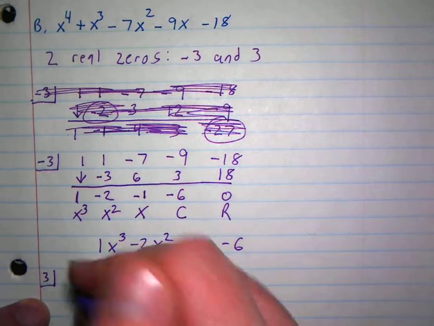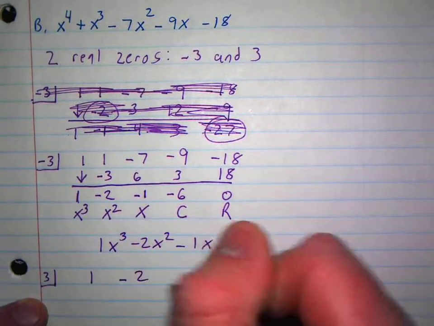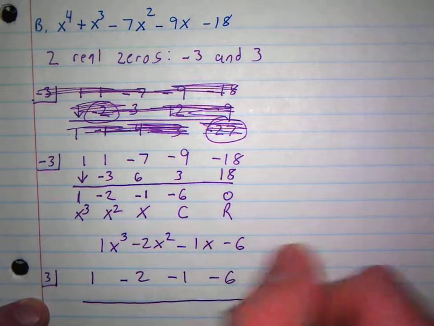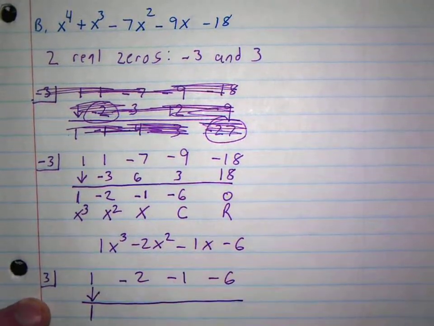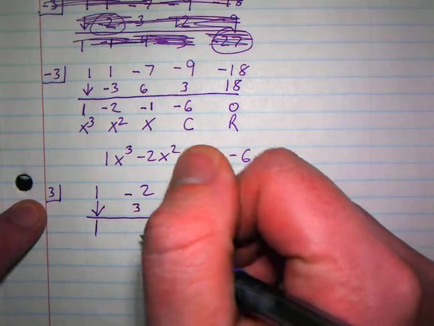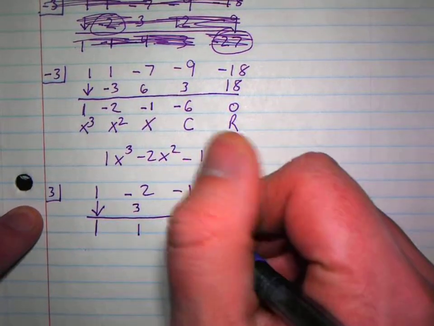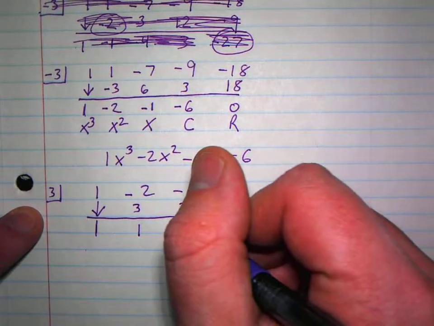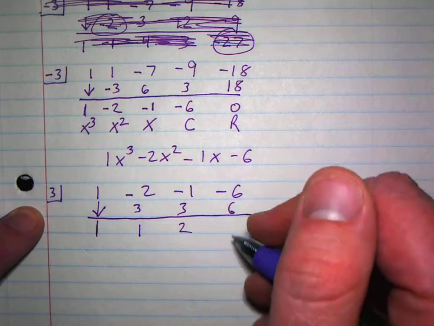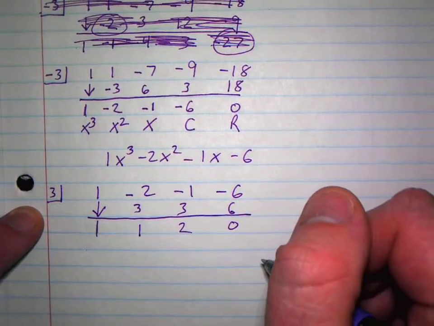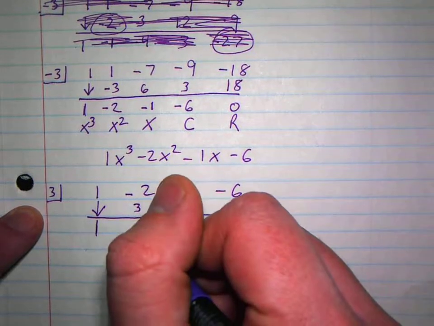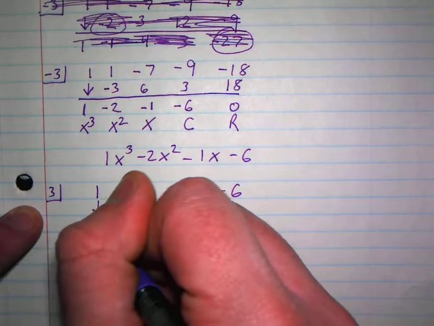Bring down my coefficients: 1, -2, -1, -6. None of them are missing. Bring down my first term. That's 1. 3 times 1 is 3. -2 plus 3 is 1. 3 times 1 is 3. -1 plus 3 is 2. 3 times 2 is 6. And -6 plus 6 is 0, which is what you want. That's your remainder. That's your constant. That's your x. And that's your x squared.